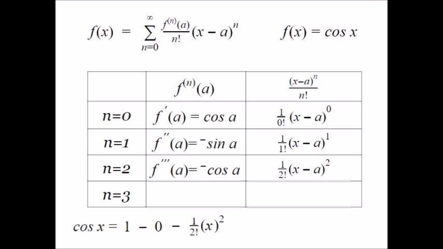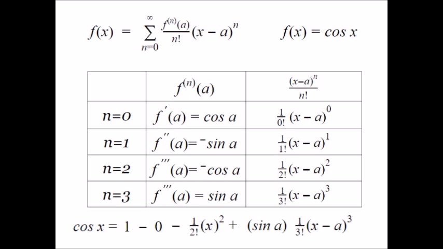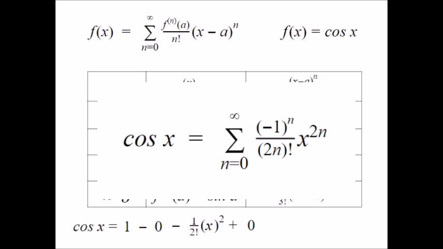If that's the cosine, though, the third derivative has to be the sine a, and that goes away when a is equal to 0. Still not sure why we're allowed to let a equal 0. It seems like we're kind of cheating. We're losing lots of terms here. If it works, it works. And there's our series expansion for cosine x.